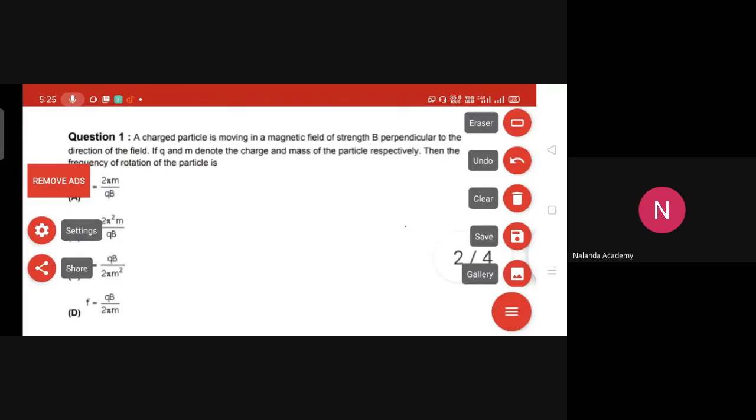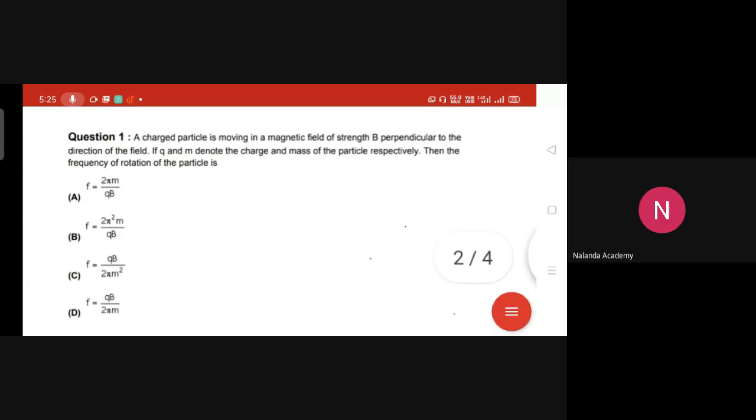Okay, we are going to continue with the same topic, magnetic effect of electric current. So let's see the first question. I'm sharing the screen. I just read this question and tell me how you can go for this. I hope this is clearly readable. The image is readable for all? Yes, ma'am.